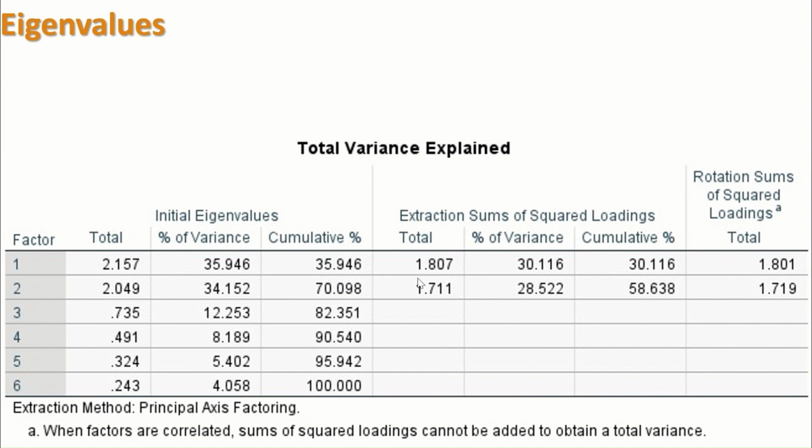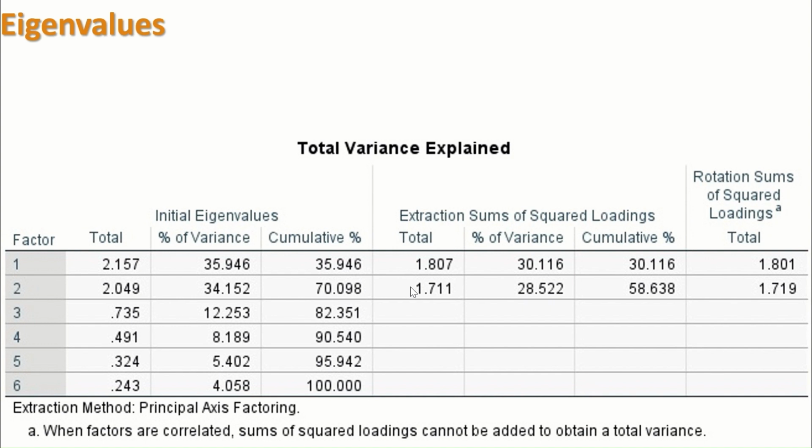In the next slide, an extract from the EFA analysis for 6 items has been placed, and a table is generated for the total variance explained. Here we have 6 items and only 2 factors have been extracted, factor number 1 and factor number 2. Factor number 1 can explain 35.9% of the variance, and factor 2 34.1% of the variance, and both of these factors, the accumulative percentage, can explain 70% of the total variance.